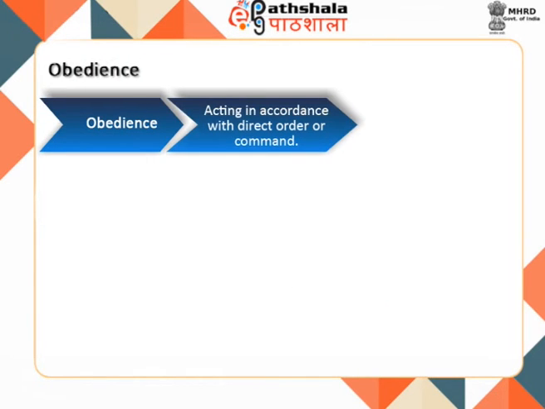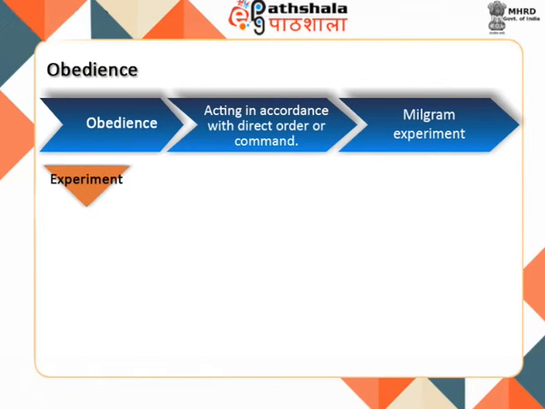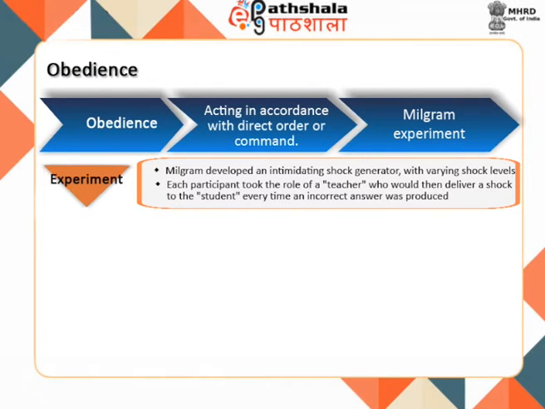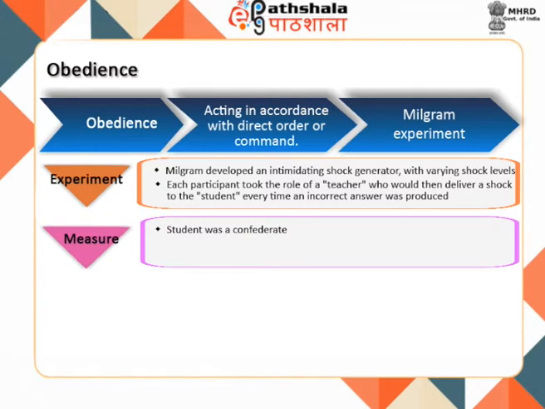Obedience refers to acting in accordance with direct order or command. Milgram designed a series of lab experiments to understand the issue of obedience to authority. The participants in the Milgram experiment were 40 men. Milgram developed an intimidating shock generator with varying shock levels. Each participant took the role of a teacher who would then deliver a shock to the student every time an incorrect answer was produced. While the participant believed that he was delivering real shocks, the student was actually a confederate in the experiment who was simply pretending to be shocked. The level of shock that the participant was willing to deliver was used as the measure of obedience.